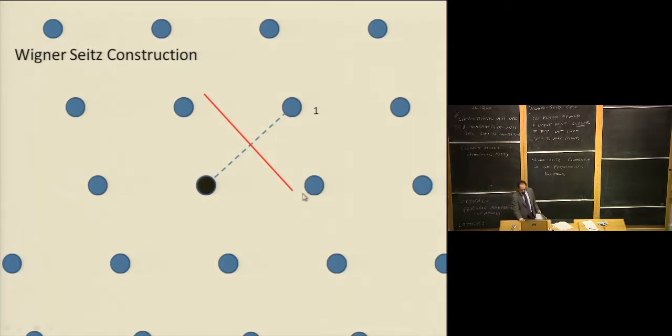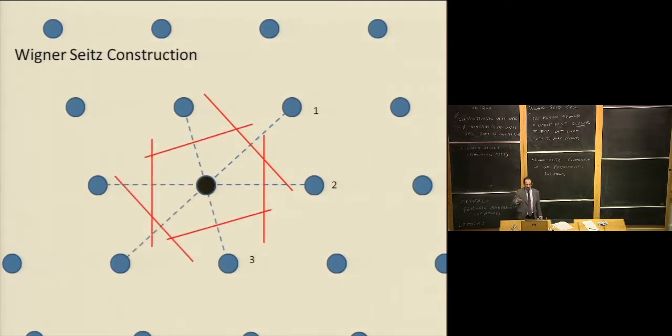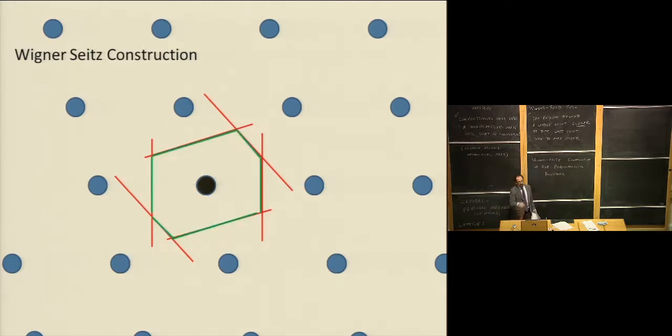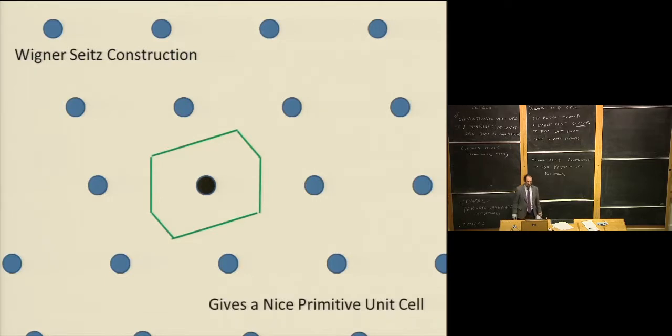Now, let's do that with another point over here, this point 2. And now we have this vertical perpendicular bisector, and everything on the left-hand side of the vertical line is closer to the black point than it is to the blue point labeled 2. And you do the same thing for 3, and 4, and 5, and 6, and all the way around until you wall off a region, and everything in that region, which I've now colored green, is closer to the black point than it is to any of the other blue points. Okay, is that clear how that works? Okay, good.